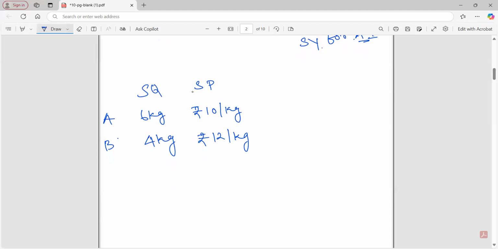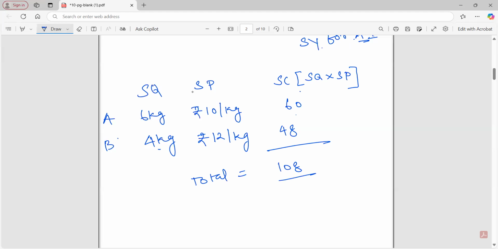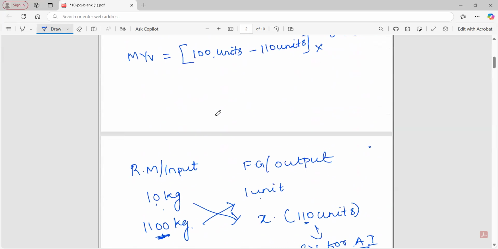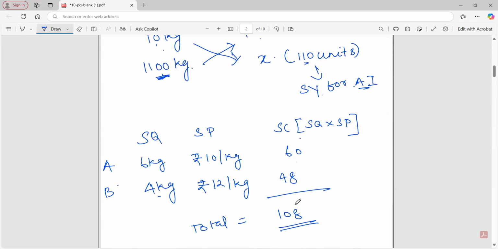Now, how do we calculate the standard cost? Standard cost is nothing but your standard quantity into standard price. So what is my standard quantity? It is 6 into standard price 10. So standard cost for material A is 60. And for material B, standard quantity into standard price, 4 into 12, we get 48. So what is my total standard cost? It is 60 plus 48, we get 108. Right. Now listen, this 108 is the standard cost for how many units of output? For 1 unit of output, the standard cost is 108, right?